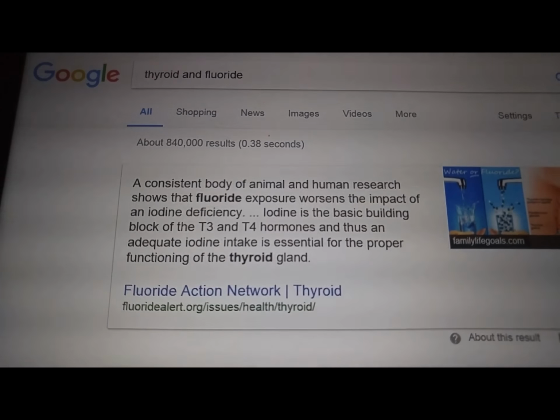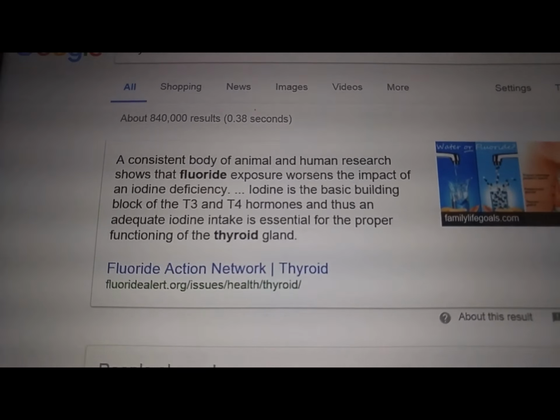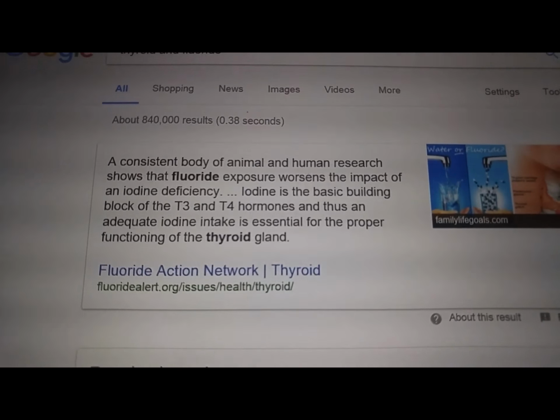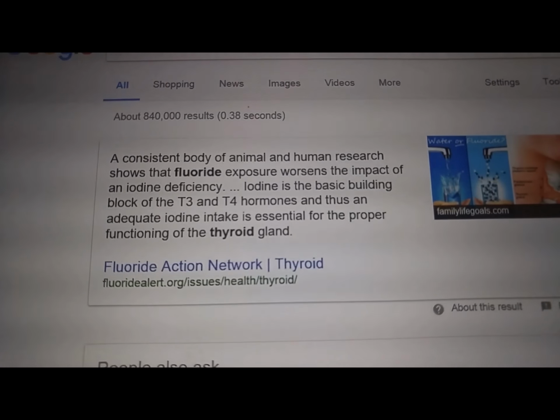So if you have dogs and cats, or like my mom, if you have birds, you better stop feeding them tap water. Otherwise, you're going to pay some hefty vet bills and you're going to see the early demise of your animals.